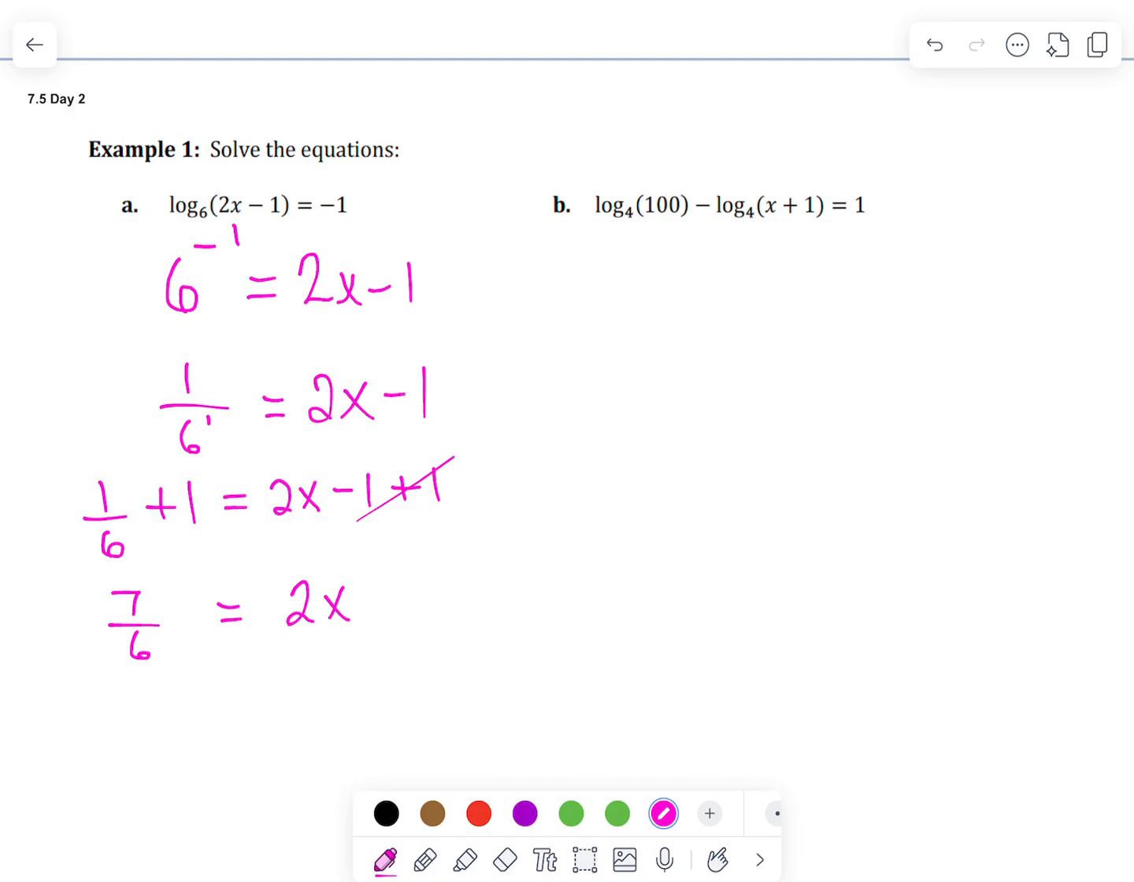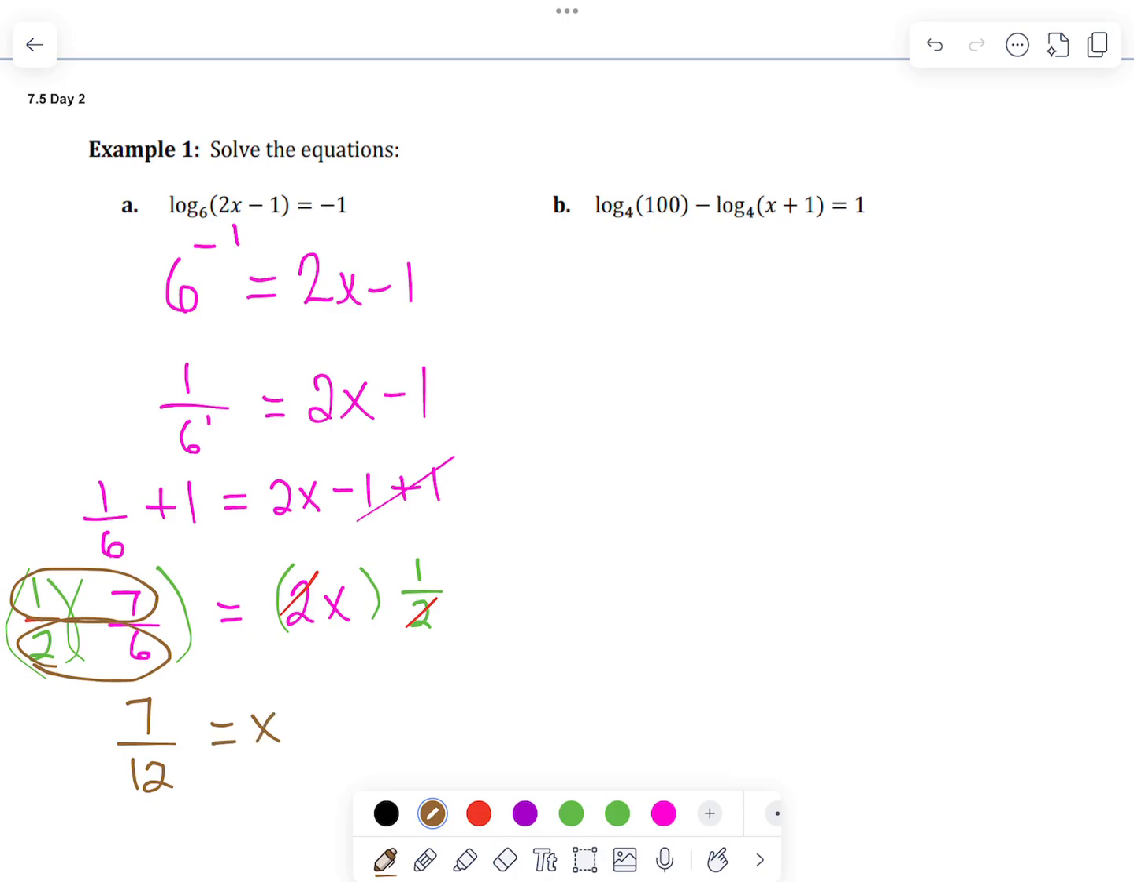And then I want to undo that 2. So one way to undo that 2 is I can multiply both sides by its reciprocal, so 1/2. So multiply both sides by 1/2. So that'll cancel out the 2's. And now we multiply our fractions. So 1 times 7 is 7. 2 times 6 is 12. So x equals 7/12.